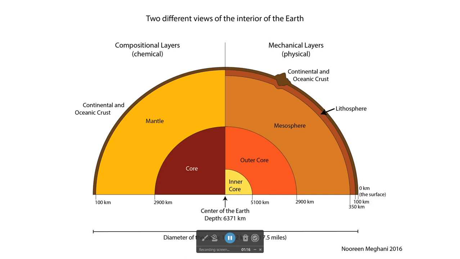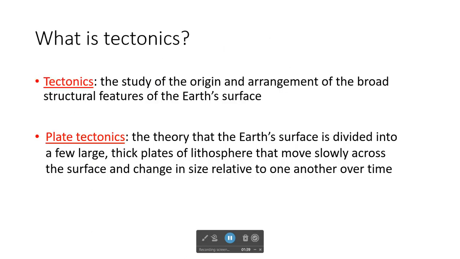The mesosphere is relatively rigid, while the asthenosphere, which is the tippy top there, is a little bit more plastic, so it moves. And then finally we end with the lithosphere, or the crust equivalent. Now the lithosphere moves like a solid rigid plate over a plastic layer of material.